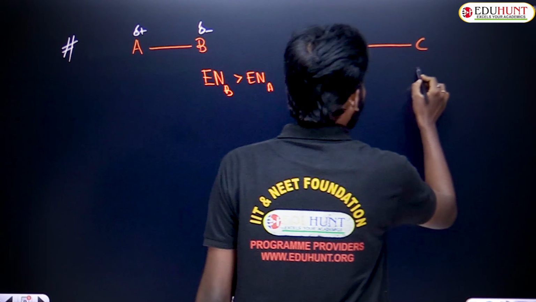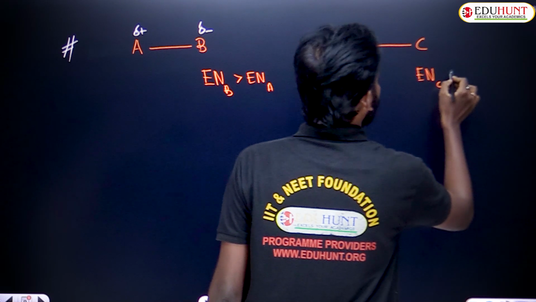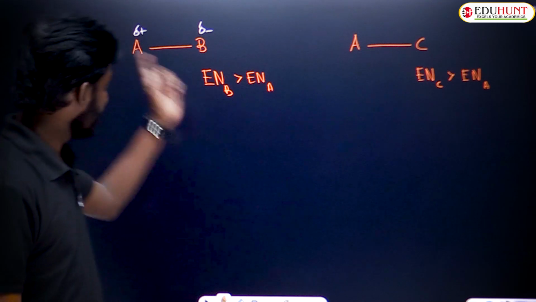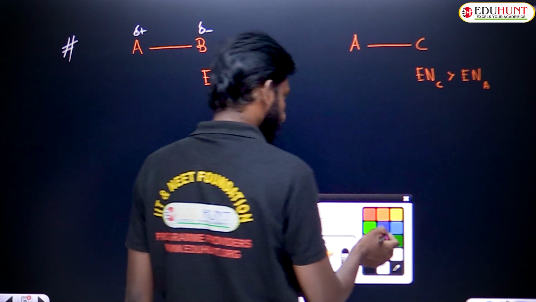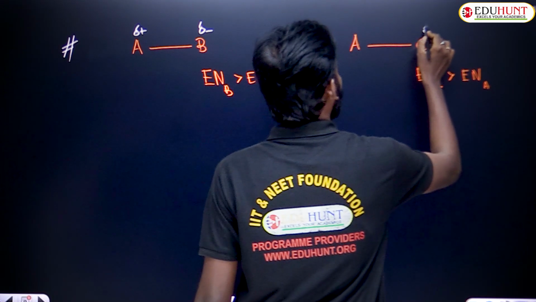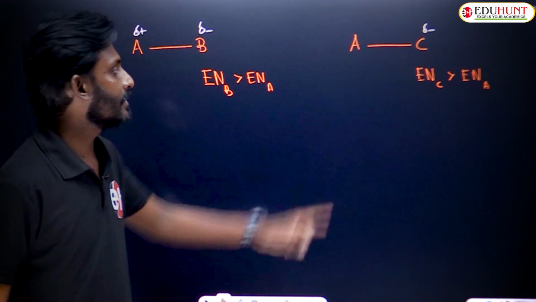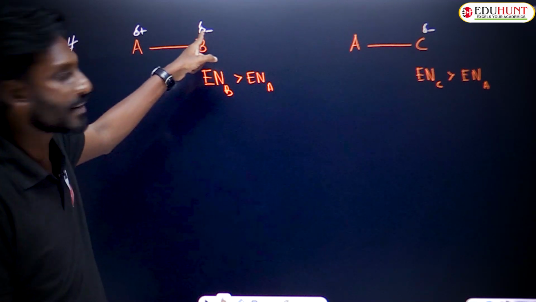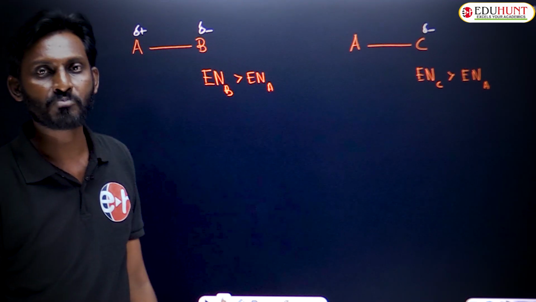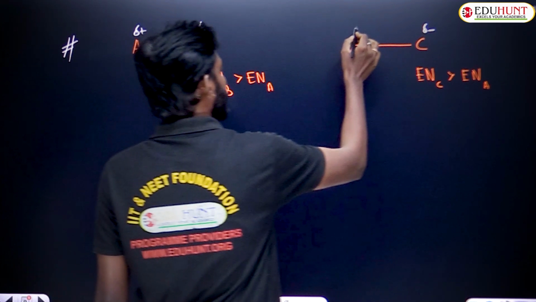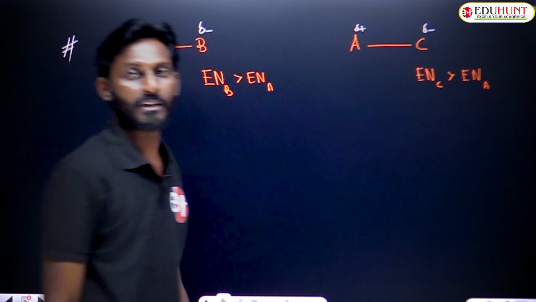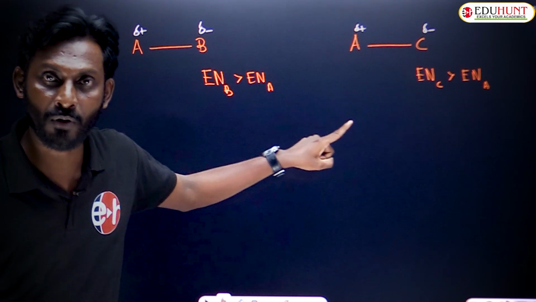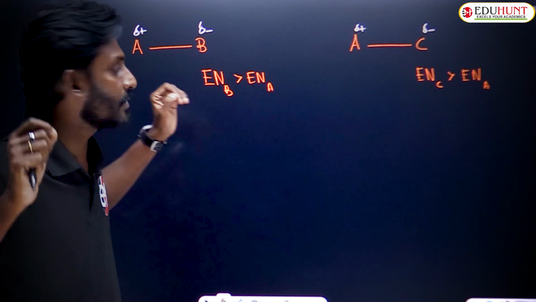Here also, the electronegativity of C is greater than the electronegativity of A. Like this, here also C acquires some partial negative charge. Do remember, the partial negative charge developed here is not exactly the same as the partial negative charge developed here. It's a different one. So, partial positive charge. Now you tell me, both are polar. Both are having polar bonds.